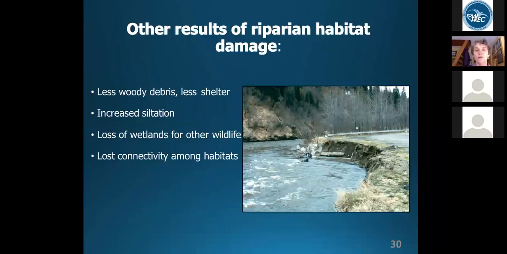So other results of damaging the riparian habitat: less woody debris, less shelter for fish, less protection from floods, more siltation with erosion, loss of wetlands for other wildlife, loss of connectivity, allowing the fish to move around. And then also, one thing I didn't mention here is loss of water quality, because the roots of those plants in place do a really nice job of filtering runoff from the land and keeping that water clean and free of most pollutants.